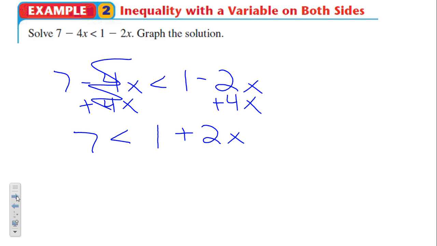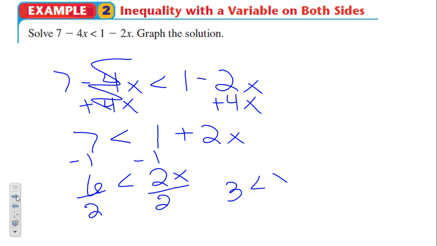It's a little misleading because right now a lot of you are seeing that +2x right there. But you don't move the 2 because it's 2 times x. Instead, you move the 1. So you -1 from this side, -1 from this side. 6 is less than 2x. Divide by 2, divide by 2. 3 is less than x.